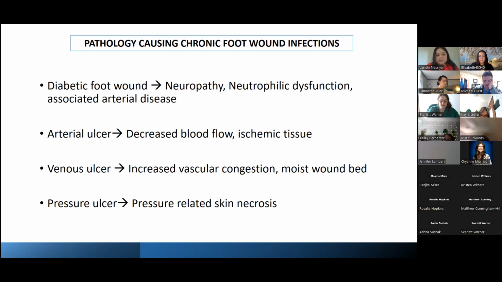In a venous ulcer, we may have good arterial supply, but there's increased vascular congestion and a moist wound bed, which facilitates bacterial growth. And in a pressure ulcer, it's more related to skin necrosis than the necrotic tissue itself getting infected with bacterial pathogens.